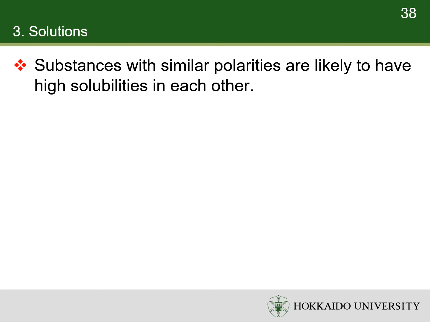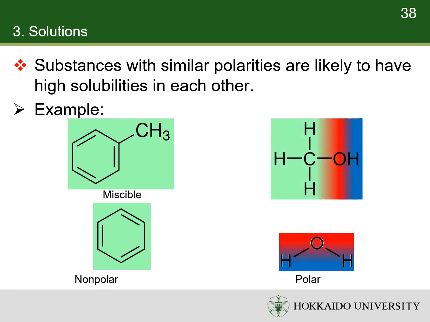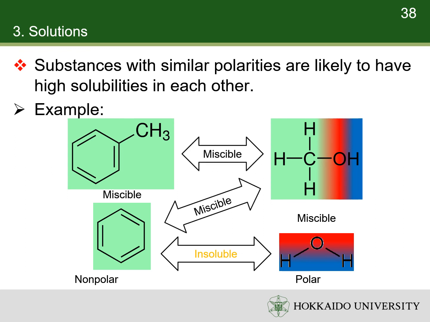It is similar to the phenomenon that substances with similar polarities have high wettability. For example, benzene and toluene are both nonpolar substances. They are miscible. Water and ethanol are both polar substances. They are miscible as well. In contrast, water and benzene are insoluble in each other. Nevertheless, ethanol, as a polar substance, is miscible with benzene and toluene. That is because ethanol is not as polar as water.